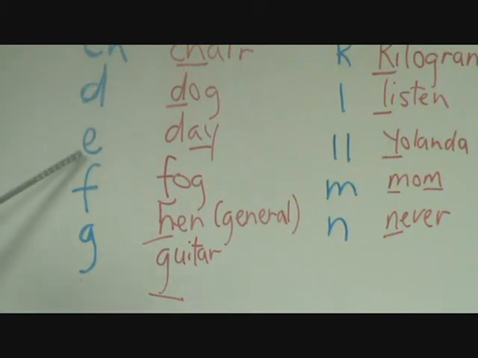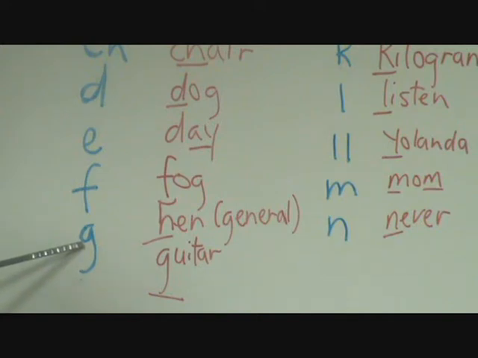The next letter of the alphabet is A, like the letter E in English, but it's pronounced A in Spanish. And it's pronounced like the AY in day that we just mentioned here. A is the sound of this letter. The next letter is F, and it's pronounced like our F, like the F in fog. The next letter is the hey, pronounced like H-A-Y in English, or H-E-Y in English, hey.